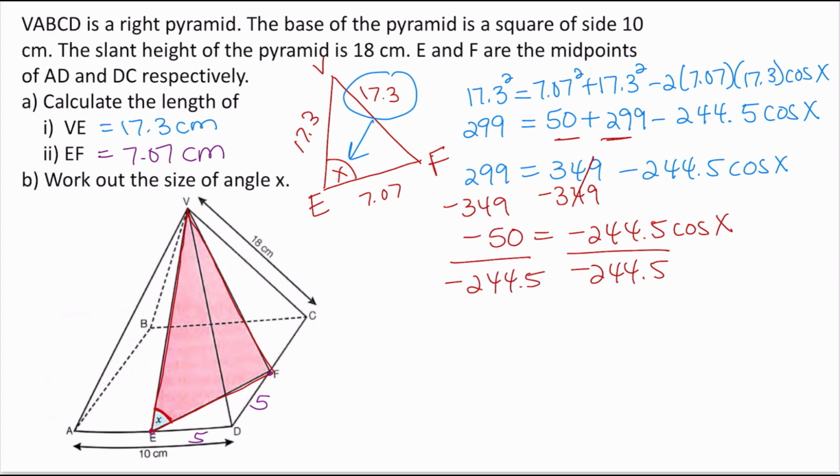So negative 50 divided by negative 244.5. We get 0.24449897775 is equal to the cosine of x.